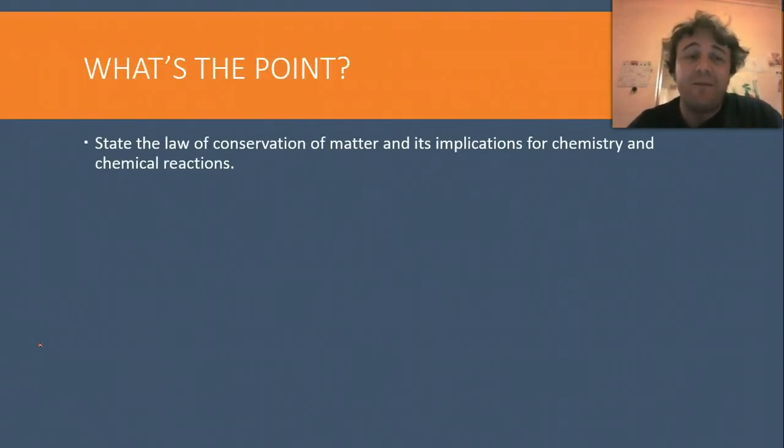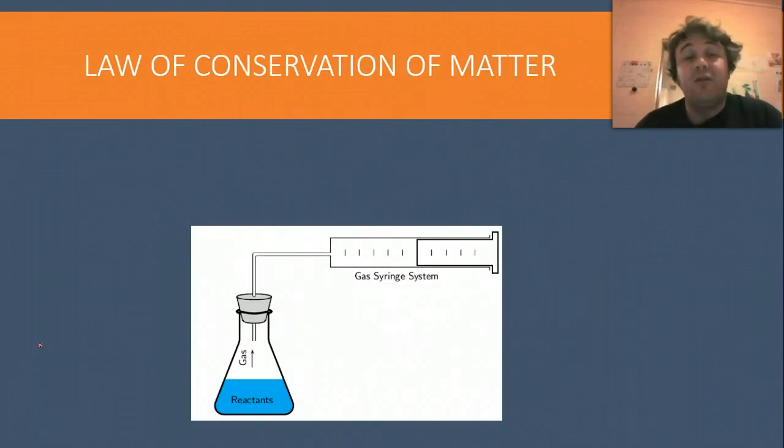Alright, so what's the point? You want to be able to state the law of conservation of matter, but you also want to be able to state its implications for chemistry and chemical reactions. So why do we need to know it? Why is it important? Alright, so what is it?